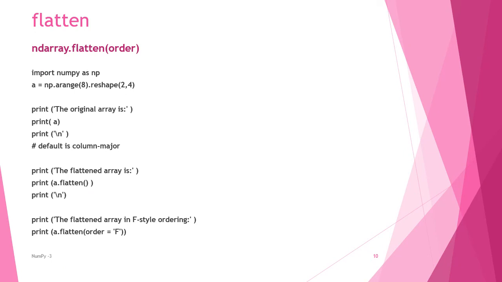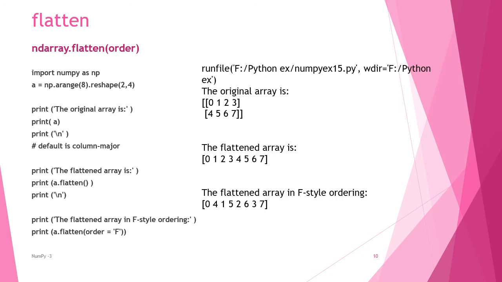Now we will see the flatten function. The flatten function is to convert a multi-dimensional array to a one-dimensional array. See the example here. We are creating a one-dimensional array in the range 0 to 7, and we are reshaping it to a multi-dimensional 2 by 4 matrix. So the original array is like this, and we are calling the flatten function. In the second case, we are calling the flatten function with order equal to F.